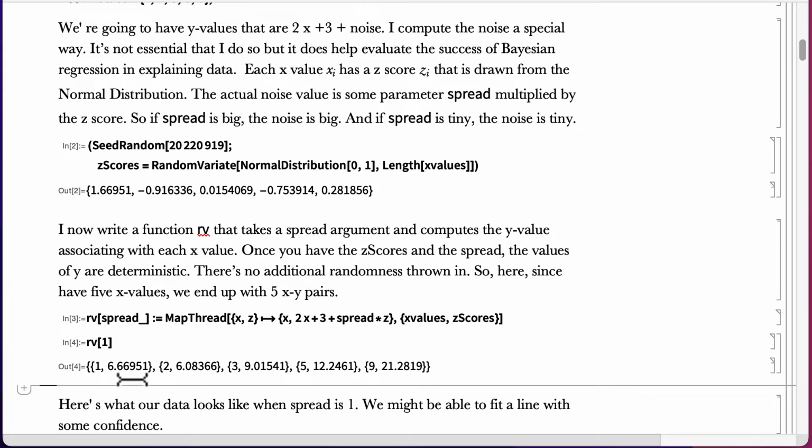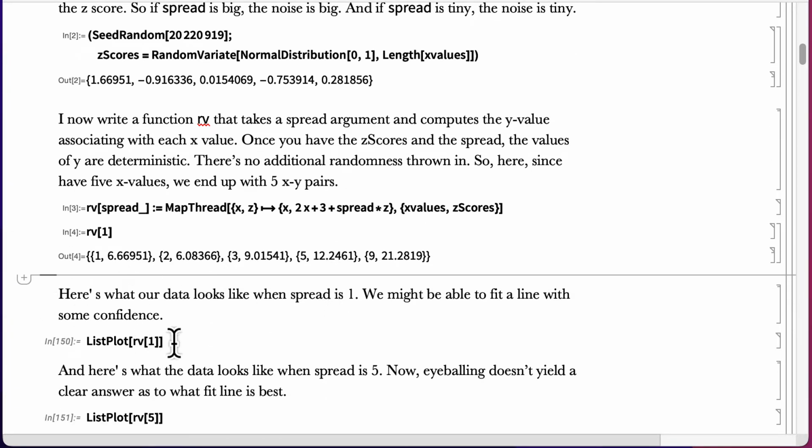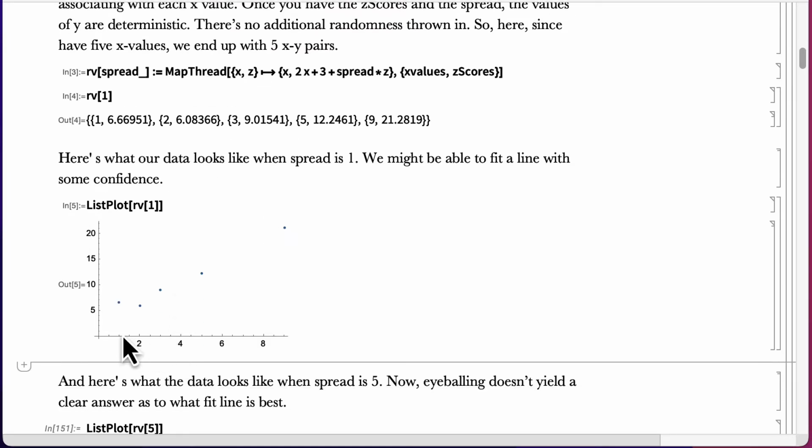And of course, in the real world, you never see what's going on behind the scenes. If you could see what was going on behind the scenes, there'd be no need to develop a model. You'd just know. But in the real world, you have to figure out what the model most likely is, or what the distribution of models are based on the data. Anyway, here's our data. We can, of course, list plot it. And that's what it looks like, and maybe there's some line you could fit through there.